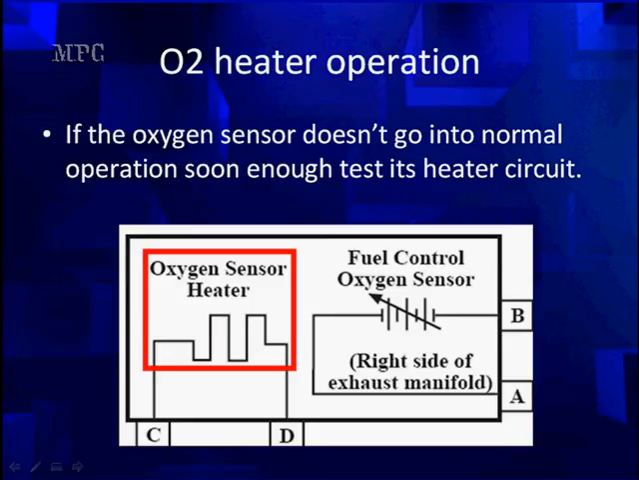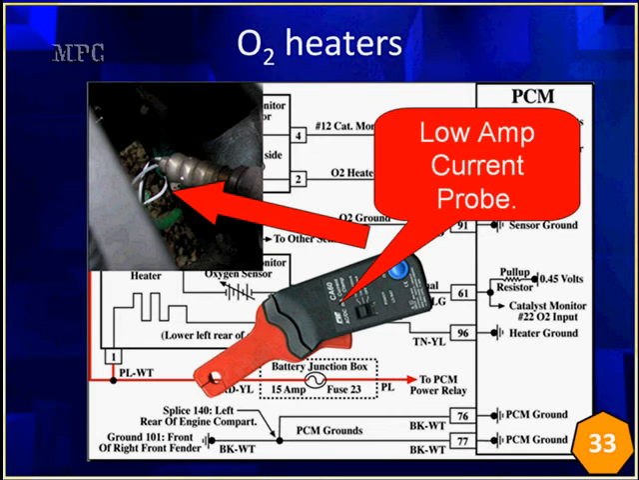O2 heater operation. If the oxygen sensor doesn't go into normal operation soon enough, test its heater circuits. You may also have a code and information in mode 6 telling you about that. Either way, we're going to see what we have to do to test it. Our method of testing it is to use a low amp current probe. As you can see here, we're looking at a purple and white wire and showing you where it is on the actual oxygen sensor itself.